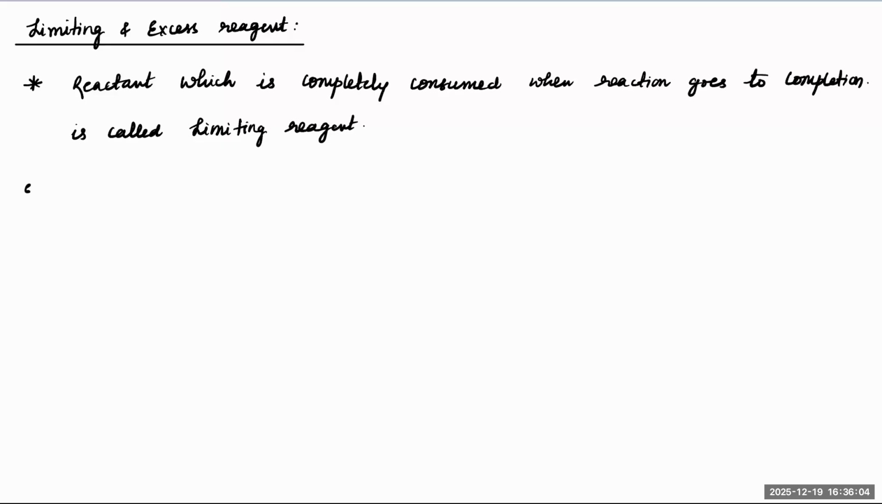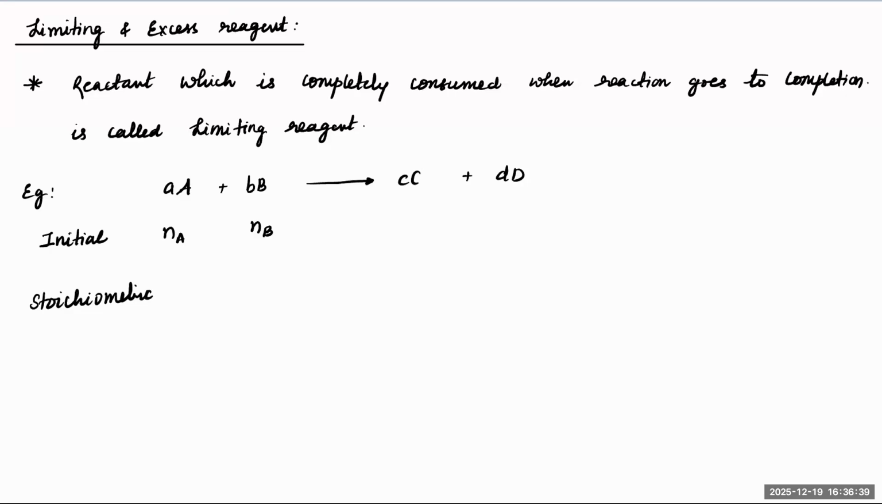For example, if you have A moles plus B moles giving C plus D moles here. Initially, I have Na moles and Nb moles. This is the initial value. Correct? The next thing to check is the stoichiometric amount. Stoichiometric amount means how many moles we have with respect to the stoichiometric coefficient.